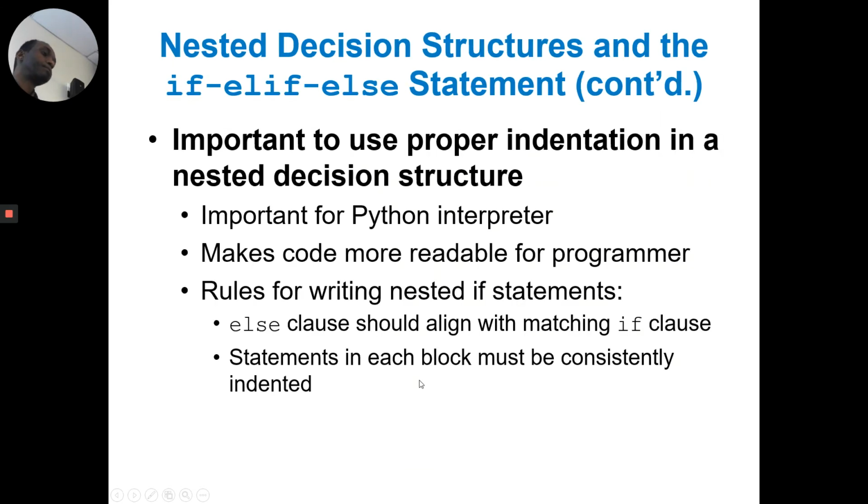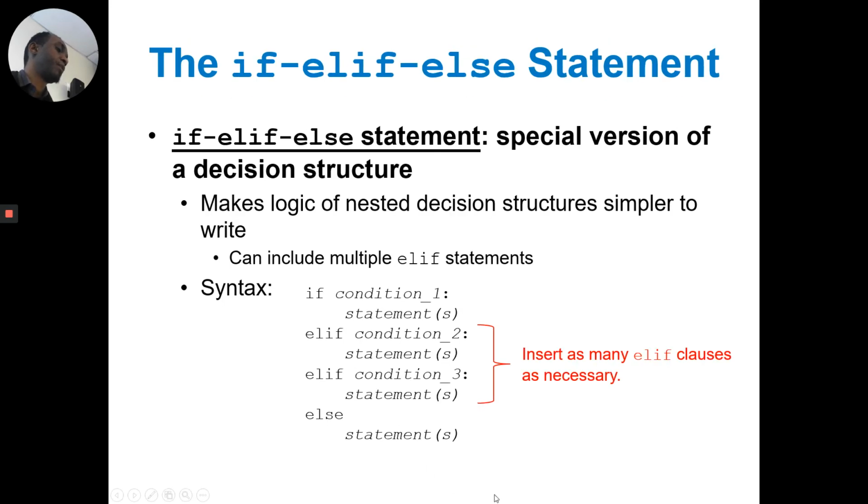Okay. It's important to use proper indentation in a nested decision structure, so it's important for the Python interpreter. It also makes code more readable for a programmer. The rules for writing nested if statements: the else clause should align with the matching if clause, and statements in each block must be consistently indented. The if-elif-else statement is a special version of the decision structure that makes a nested decision structure simpler to write, and here you have an example. You have the if condition statement, then elif condition statements, and the last one would be the else.